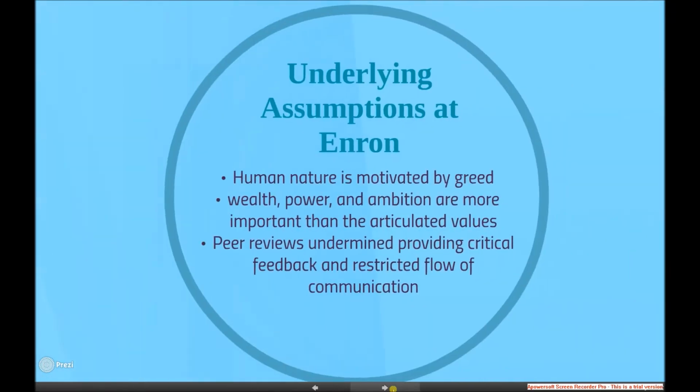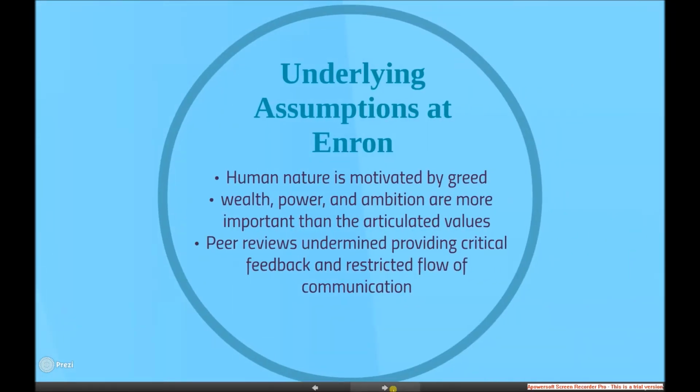Some of the underlying assumptions at Enron include the idea that human nature is motivated by greed, that wealth, power, and ambition were valued over the principles of respect, integrity, communication, and excellence that were espoused, and that communication was undermined by the political climate of peer reviews.